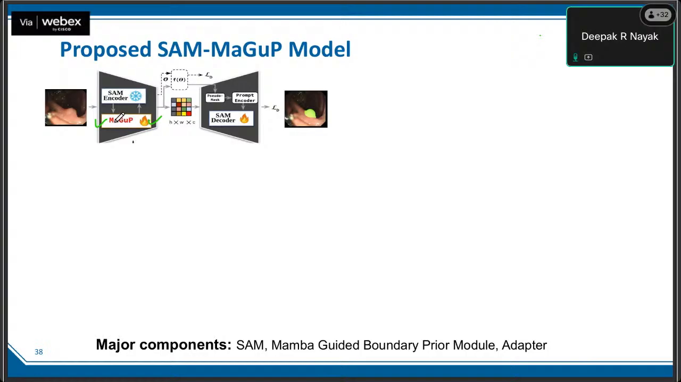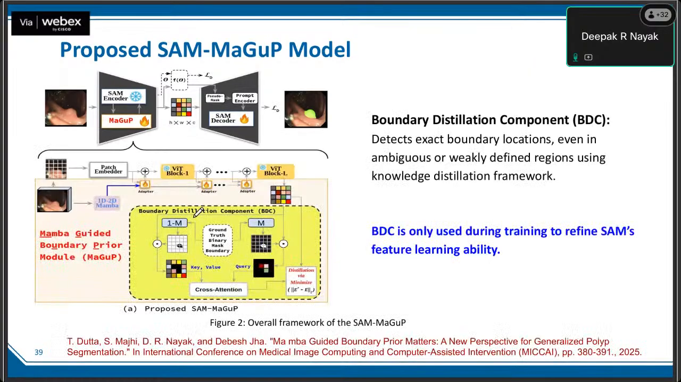So in place of the standard adapters, along with this adapter we also have something called a boundary distillation module, you can see over here. And there is one more improvement here. Instead of only using the 1D Mamba prior block, we have introduced a 1D 2D Mamba prior block. And this 1D 2D Mamba prior block will help in capturing the global information in different dimensions, like the channel dimension and the spatial dimension.